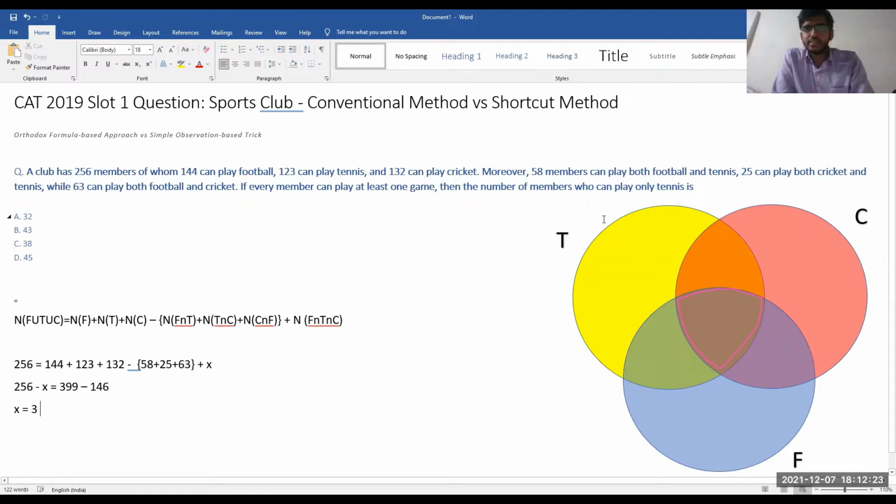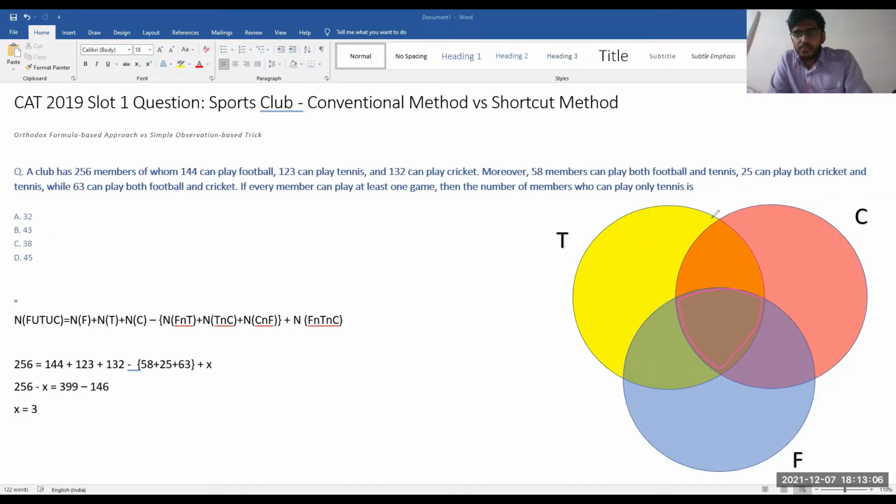Now I have X equal to 3. Now they're asking me the number of players who play only tennis. The number of players who play only tennis is basically the number of players who play tennis minus the number of players who play any other game as well as tennis. So this can be simply stated as the number of players who play tennis minus the number of players who play tennis and cricket minus the number of players who play football and cricket plus the number of players who play all 3 games, right? So number of players who play tennis minus the number of players who play both cricket and tennis minus the number of players who play both football and tennis, right? Plus the number of players who play all 3 games.